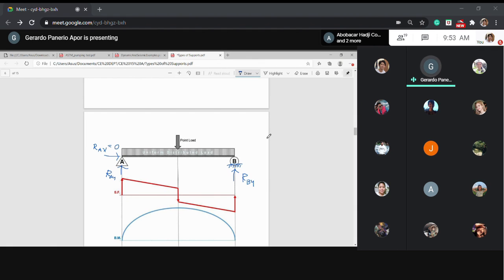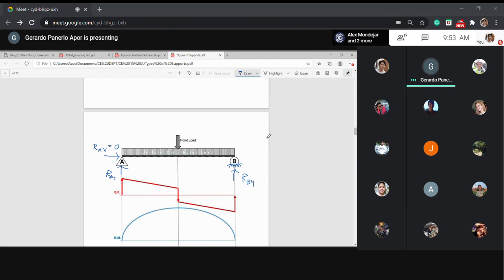So, minus the point load, and minus the uniformly distributed load multiplied by length AB. No, that is the length where the uniformly distributed load is acting. If the uniformly distributed load is only acting on a partial length of the whole beam, then you use only that partial length. Only the length where the uniformly distributed load is acting is multiplied to the uniformly distributed load.